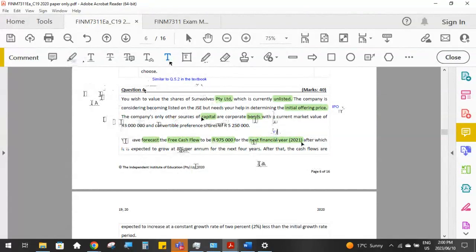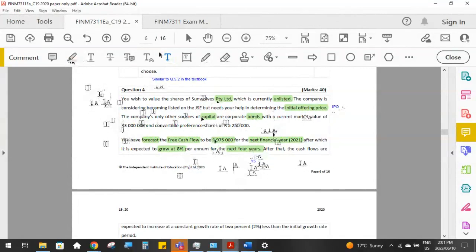After that, the cash flow is expected to grow at 8% per annum for the next 4 years. So year one, it's going to be 975, then it will grow at 8% for another 4 years, which will take us to the end of year 5. Year one plus another 4 years growth, we'll have 5 years worth of cash flows.